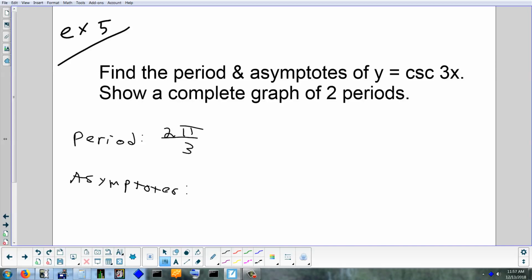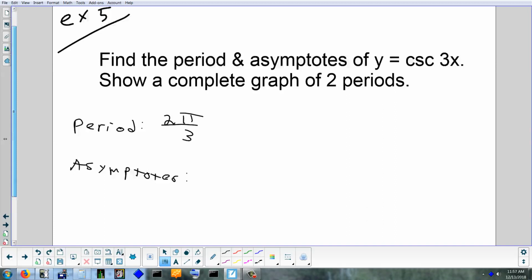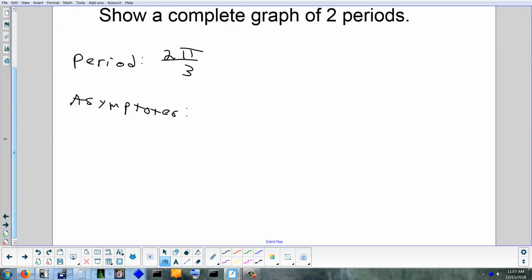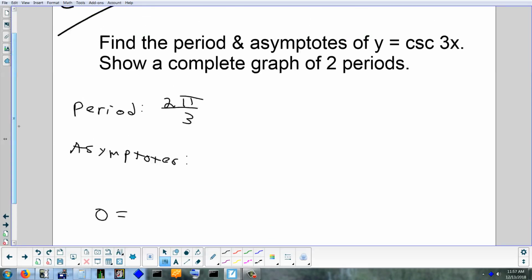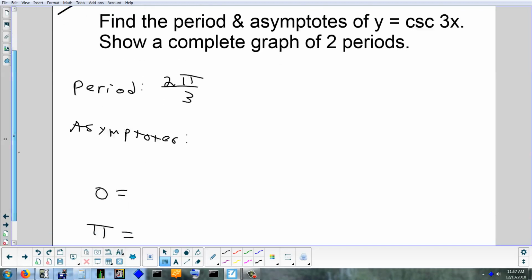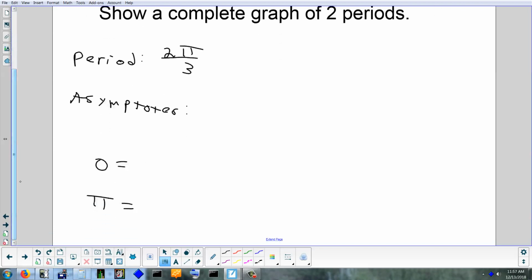If you go back and look at your table, what are your original asymptotes for cosecant? There's 2, this and this. Yep, 0 and pi. I'm not going to put them up there yet because I might have to do a little work. I set each one of those asymptotes equal to the what? Yep, the argument. What's the argument in this case? 3x. So I've got a little bit of work to do, but it's not that bad.